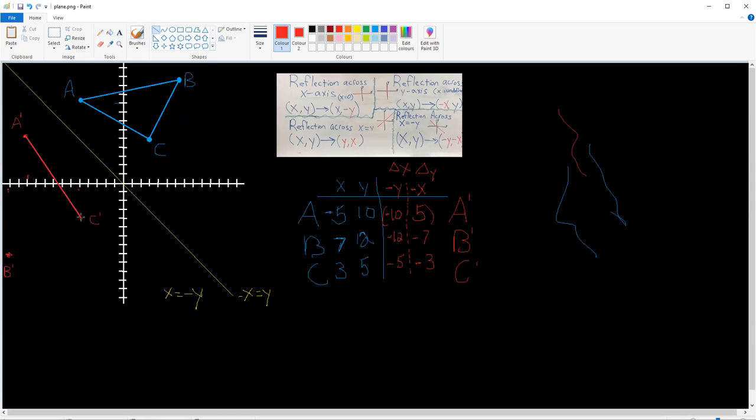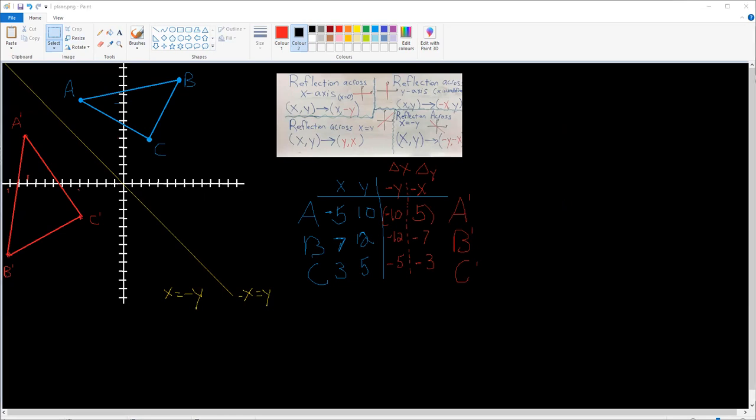So that's my A, C. This is my A, B. This is my B to C. Now you can see that it's reflected across the line x equals negative y. So that is how you do a reflection across a line. Just remember these four relationships, and you'll be all right.